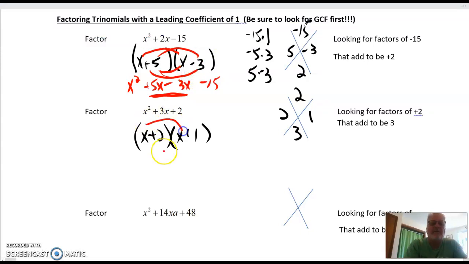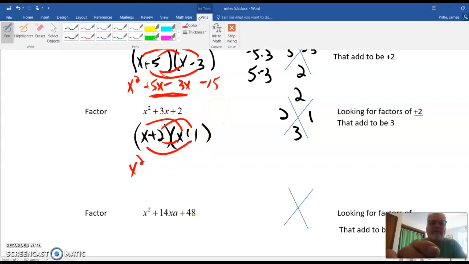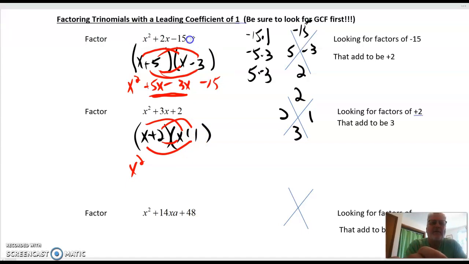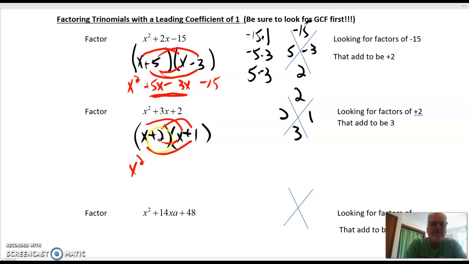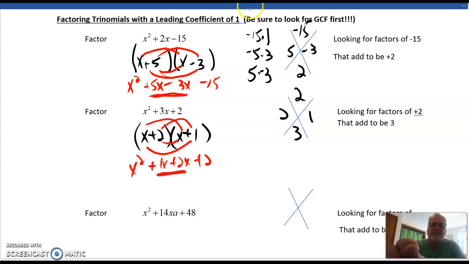I know that's going to give me my x squared, and that'll give me my plus 2, but this one gives me 1x, and this one gives me 2x. So I've got an x squared, and then, let's see, there should be a plus 1 right there. This didn't pick up right there. That should be a plus 1. So I've got an x squared, a plus 1x, a plus 2x, and a plus 2. So right here in the middle is where that 3x is coming from. Okay, so let's keep on going.